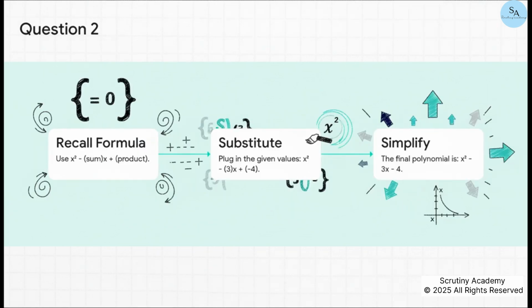Now let's go backwards. This time, they give us the sum and product, and we build the polynomial. There's a super handy formula for this. It's always x squared minus the sum times x plus the product. So we just plug in the numbers they gave us.